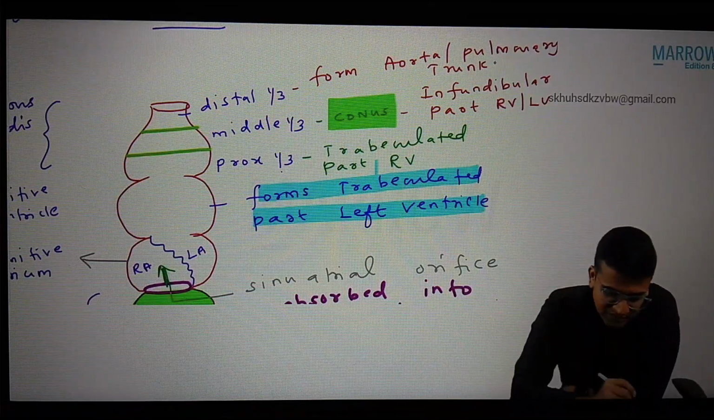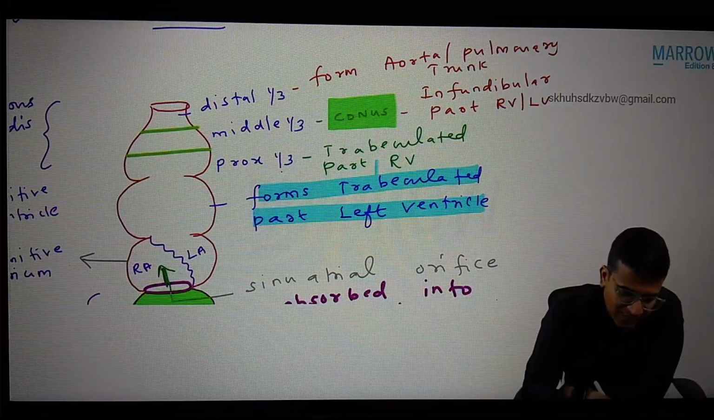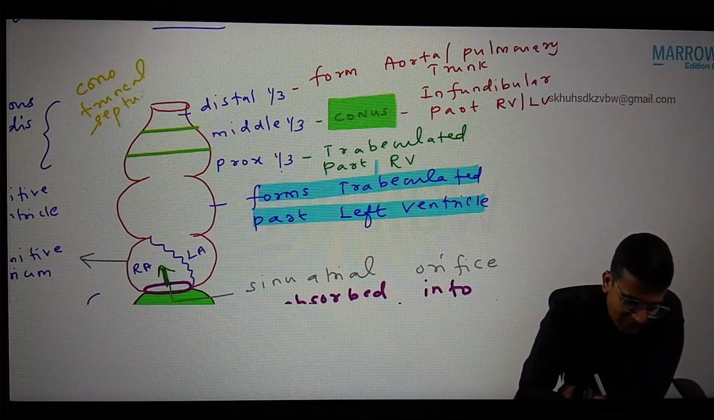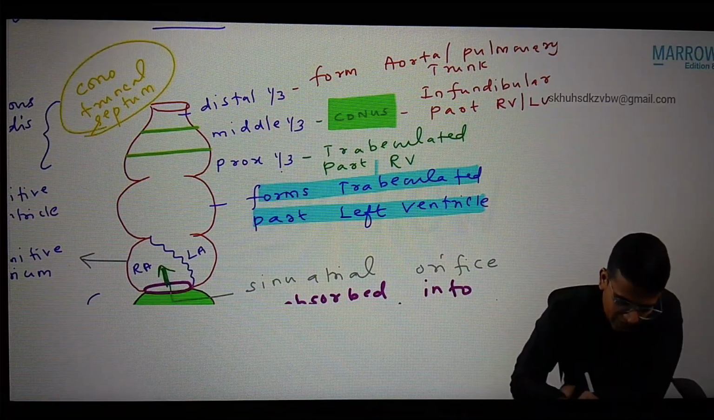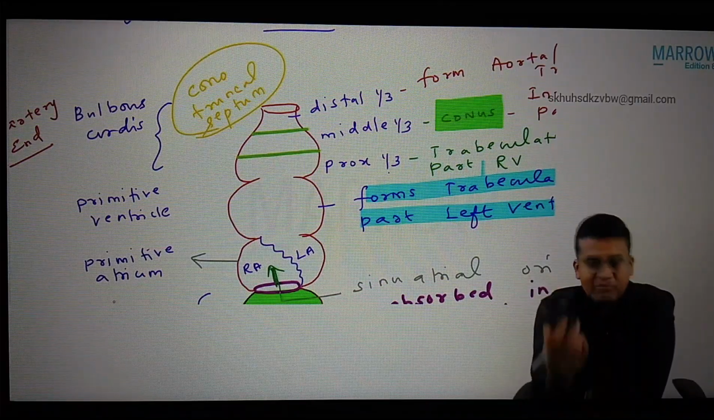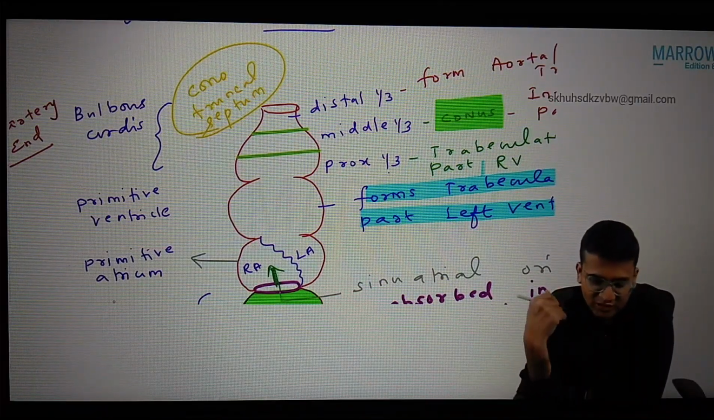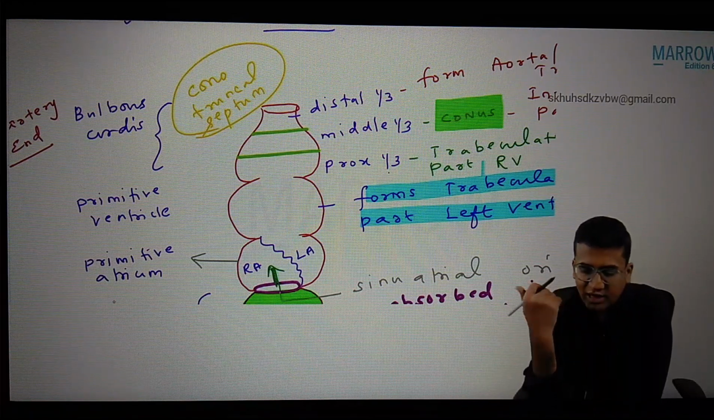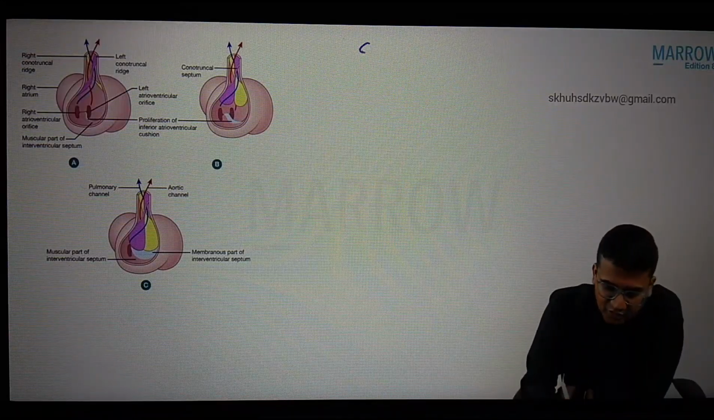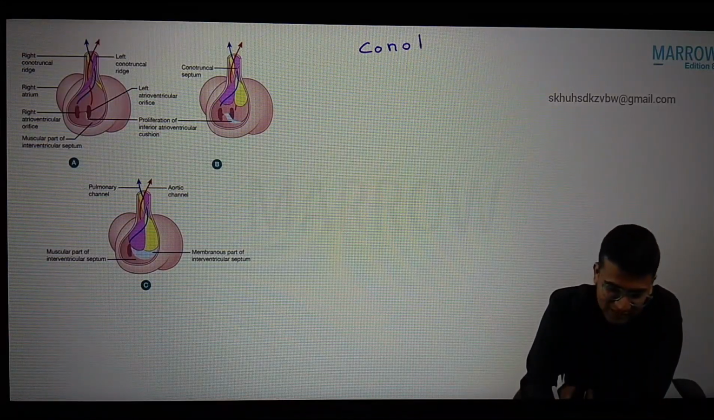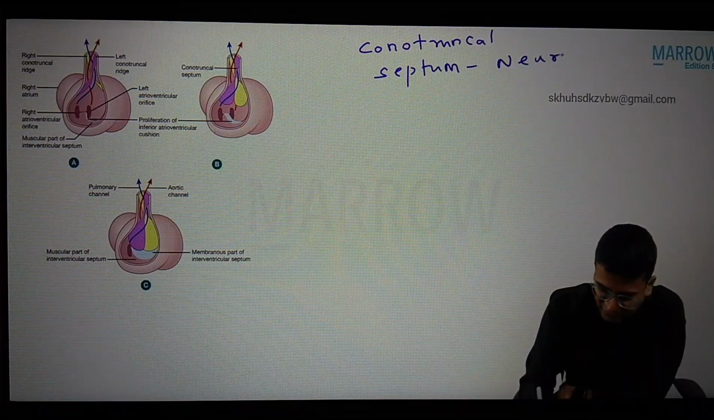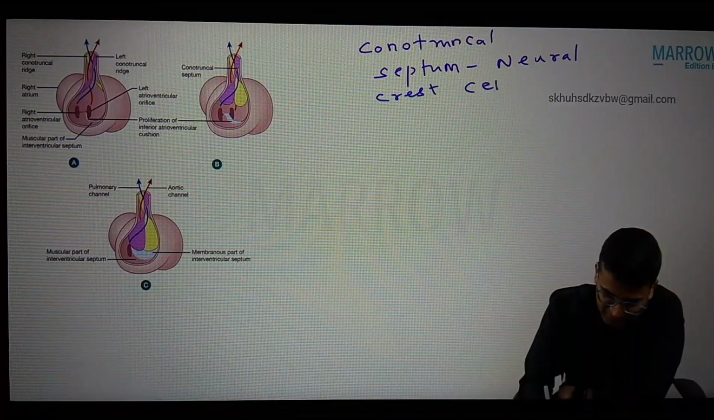Okay. Now, in the distal 1/3 of the bulbus cordis, one septum is formed. What septum? The conotruncal septum. The conotruncal septum is formed in the bulbus cordis, which divides the distal 1/3 of the bulbus cordis into the aorta and the pulmonary trunk. Now, this conotruncal septum is derived from neural crest cells.